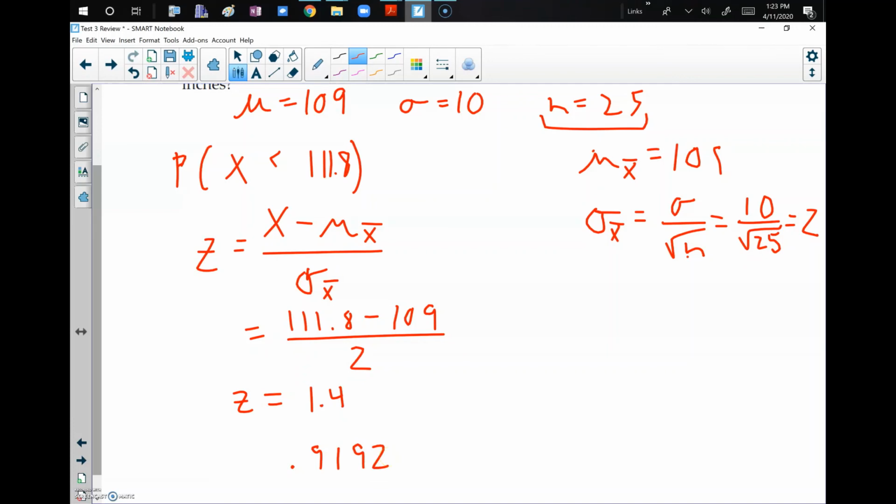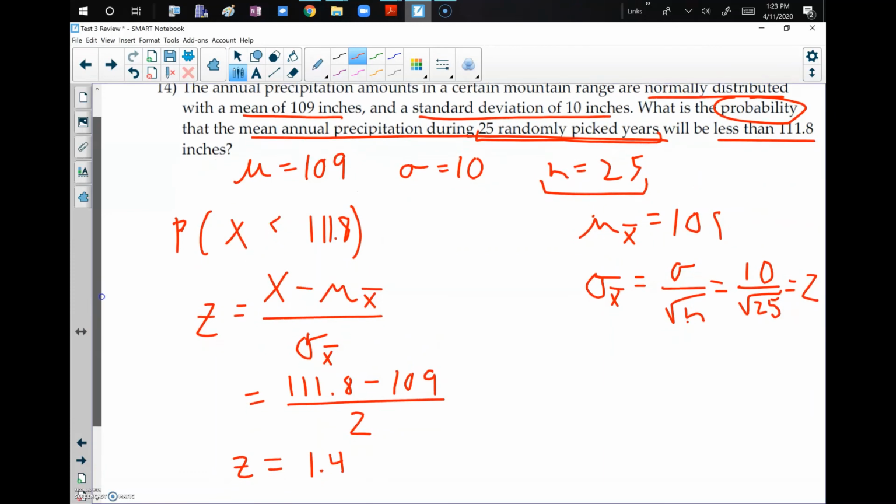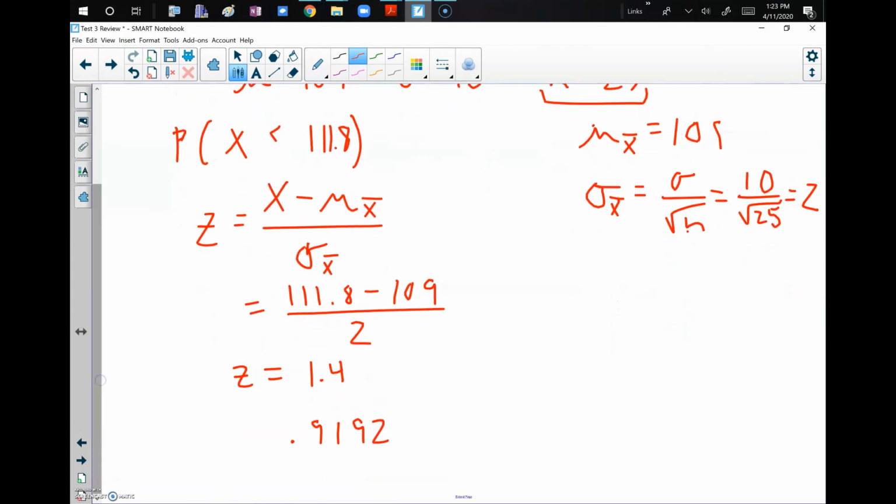Now here we would want to consider whether we have to adjust that number based off of how they set up the question. So here they want the values less than 111.8. So they're looking at the values to the left of the z-score that we found. And that's how our table is naturally set up. So in this case, I don't have to adjust our probability at all. So that 91.92% would be our final answer.